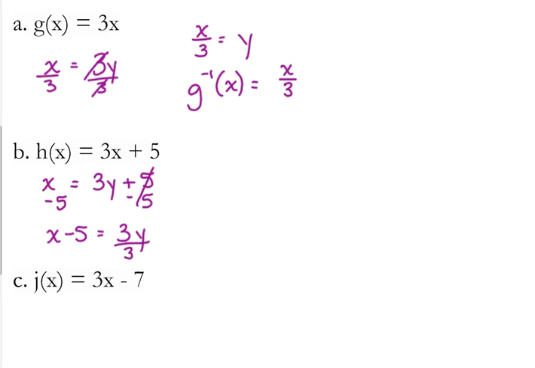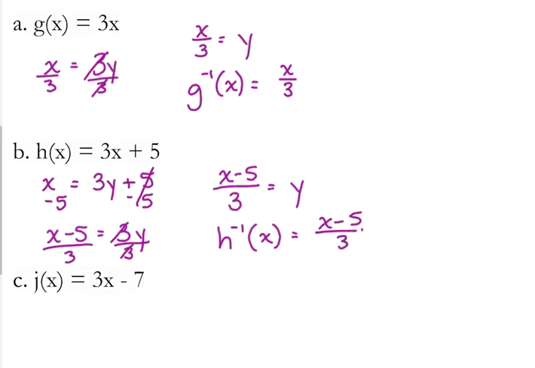And then just like before, we're going to divide both sides by 3. So we have x minus 5 over 3 is equal to y. We need to replace that y with our inverse notation. So h inverse of x is equal to x minus 5 over 3.